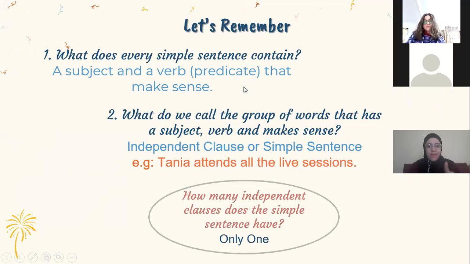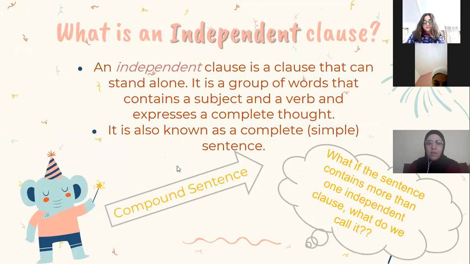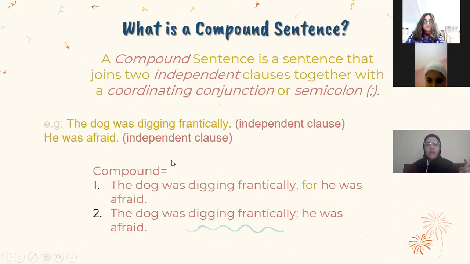So the simple sentence has only one independent clause. A simple sentence is equal to one independent clause. Keep it in mind. And when we say independent clause, we mean that it can stand alone. It has complete subject, complete predicate, and complete idea. When we add two or more independent clauses together, then we want to make a compound sentence.